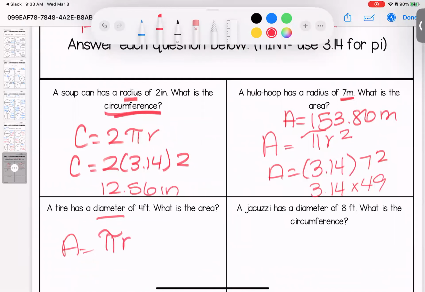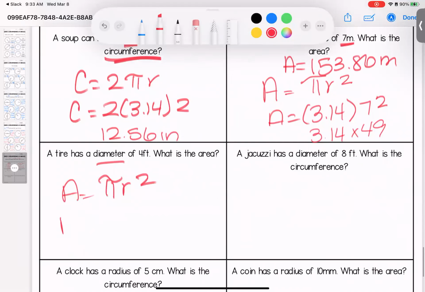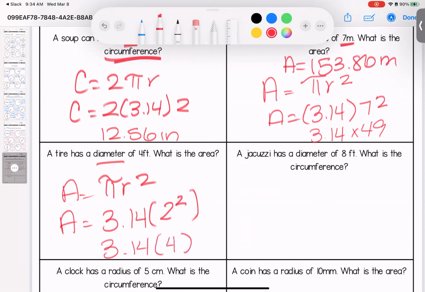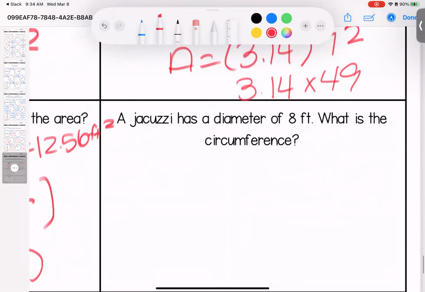All right, I want the area, but they gave me the diameter. Area equals pi r squared. Area equals 3.14 r, which means cut this in half, 2 squared. 2 squared is 4, so 3.14 times 4. Area equals 12.56 feet squared.